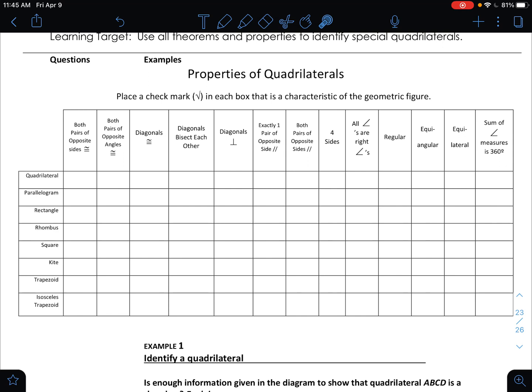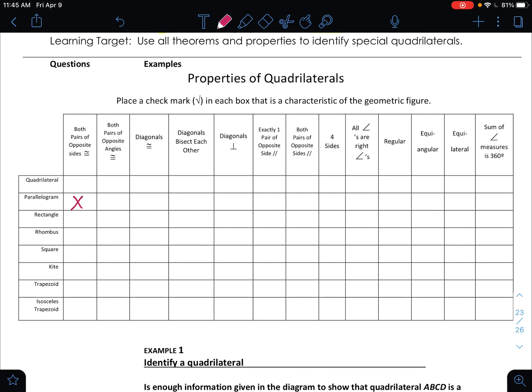So both pairs of opposite sides are congruent. In a quadrilateral, not necessarily all quadrilaterals, so I'm going to skip that. Parallelogram, yeah, both pairs of opposite sides are congruent. That is a parallelogram property, so I'll do a check mark. Rectangle: well, rectangles are parallelograms, so that applies. Same process for a rhombus and a square. A kite, that's not true. Only one set of consecutive sides are congruent. Trapezoid, no, not both sets, just one. On isosceles, I just talked about that. So on the first column, I'm only going to have 4 check marks.